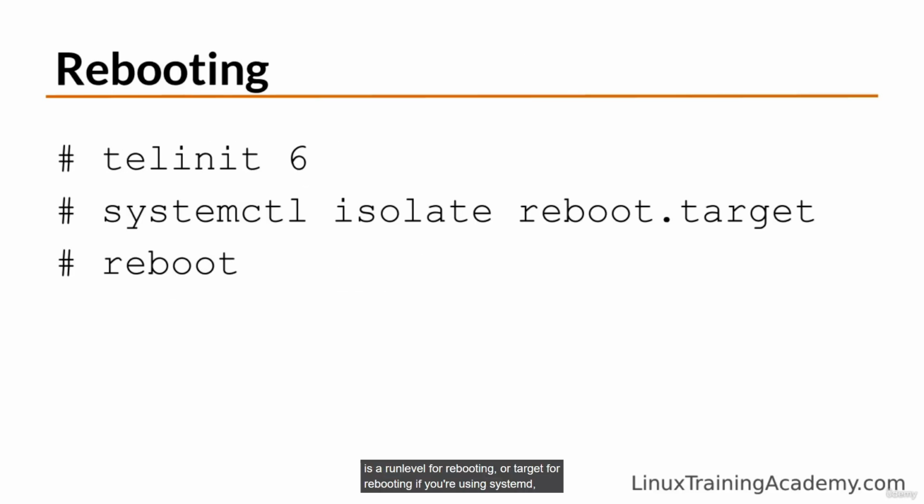Even though there is a run level for rebooting, or target for rebooting if you're using systemd, you can also use the reboot or shutdown commands. Here's how to reboot with init: telinit 6. To reboot with systemd, use the systemctl command: systemctl isolate reboot.target. To reboot using the reboot command, simply execute reboot.